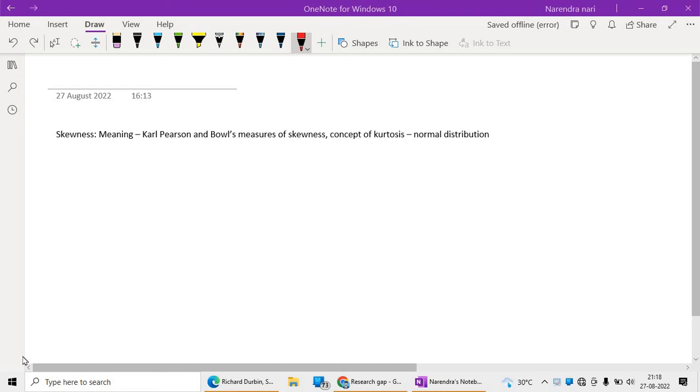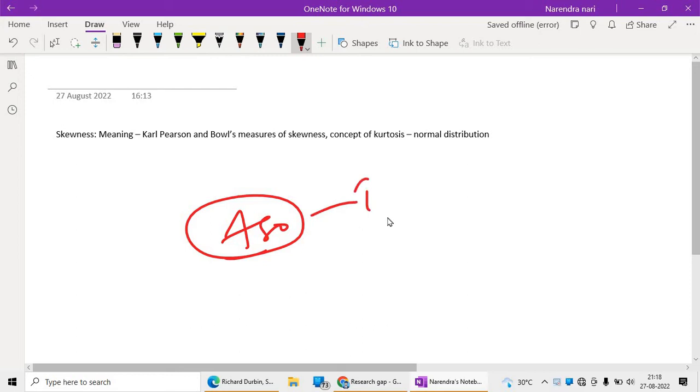So we are discussing the ASO lectures. In the ASO lecture, we completed Unit 1. In Unit 2, we already discussed dispersion measures.